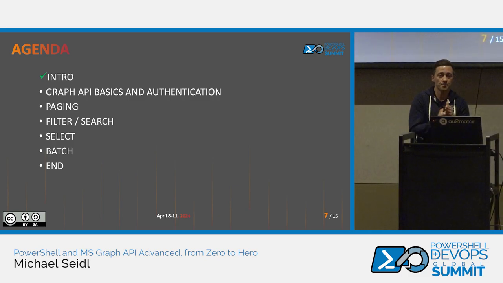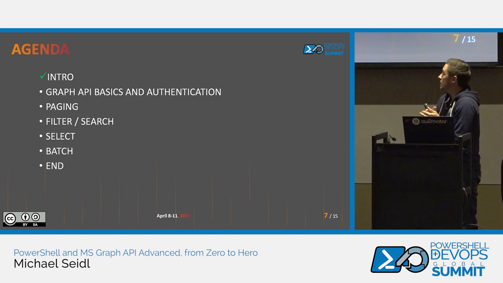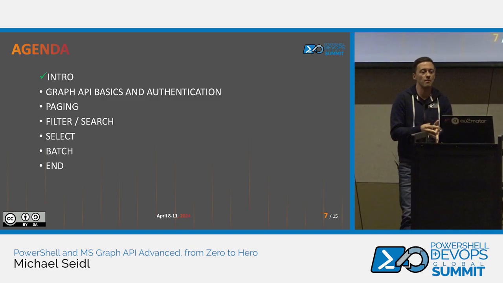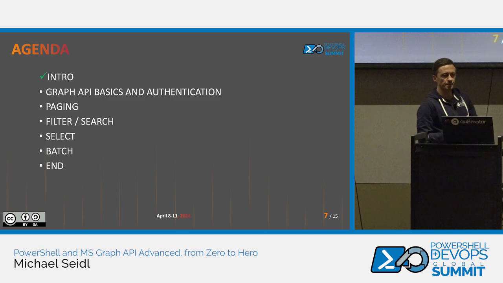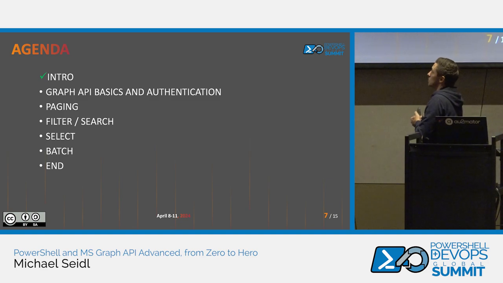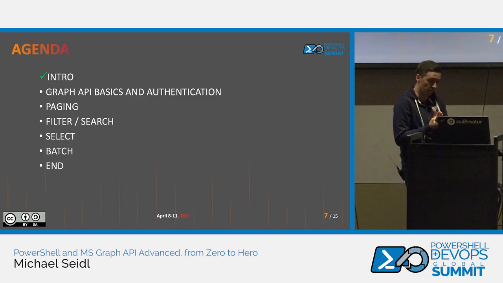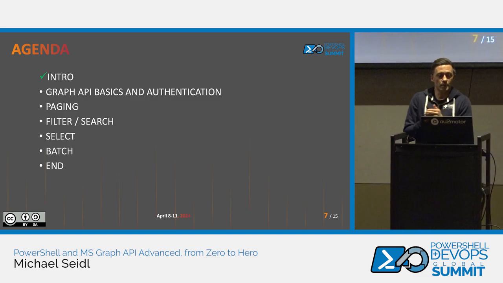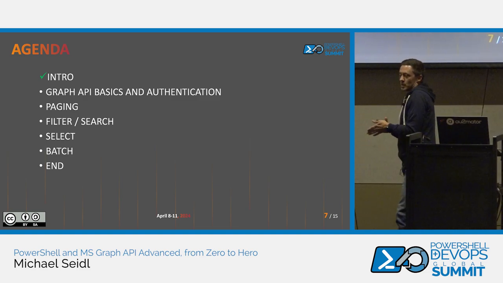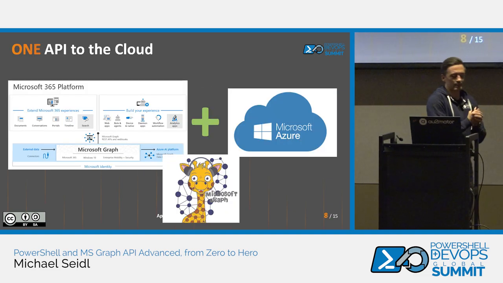So the agenda for today: the good news, one point is already finished, the introduction. Next, we talk a little bit about Graph API basics, authentication, everything, but this is not the main focus for today. The main things are how to be a hero in Graph API using paging, filter, select, and batch requests. That's the most fun. Who is working with Graph API? Hopefully everyone, yes. Who tried a batch request? Yes. Good. Okay, so some basics.